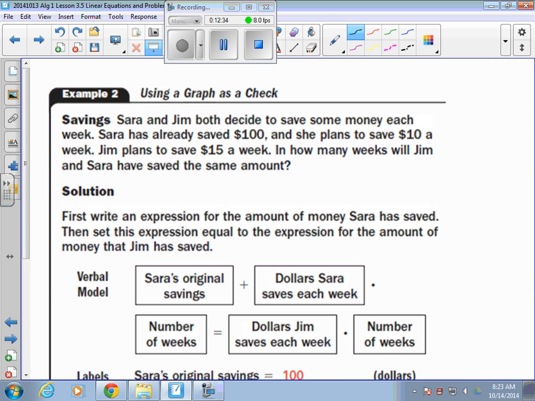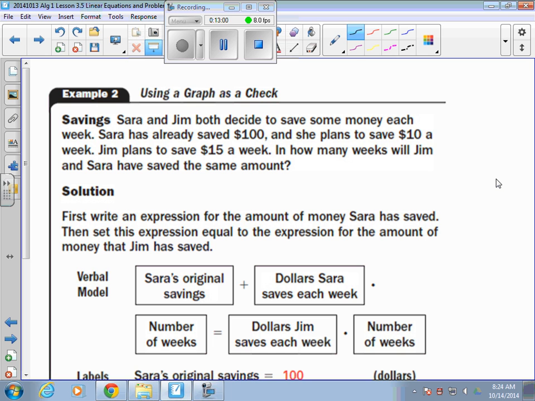Okay, the next example is a little bit easier. That was a really tough example to go along with it, but it just shows you one like you're going to see tonight on your homework. It says Sarah and Jim both decide to save some money each week. Sarah already saved $100, and she plans to save $10 a week. Jim plans to save $15 a week, but he doesn't have any money to start like Sarah does. It says, in how many weeks will Jim and Sarah have the same amount?